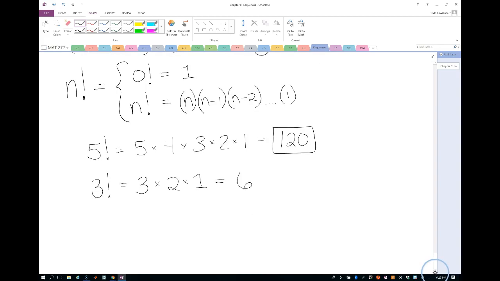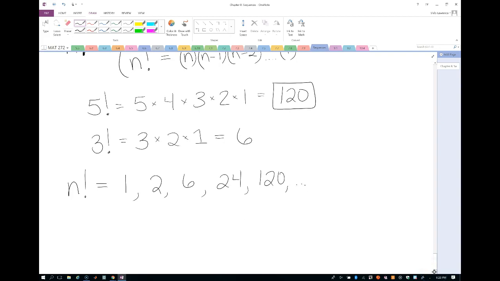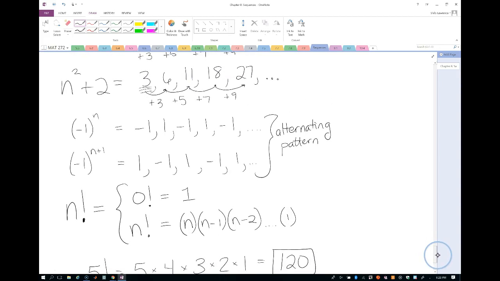So if we were to do this for all of the numbers that we were allowed to plug into a sequence, 1 factorial is 1, 2 factorial is 2, 3 factorial is 6, 4 factorial is 24, 5 factorial is 120. Now, this might be a sequence that's really hard to recognize unless you memorize those specific values.